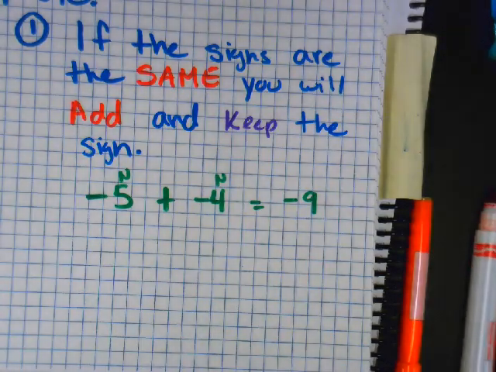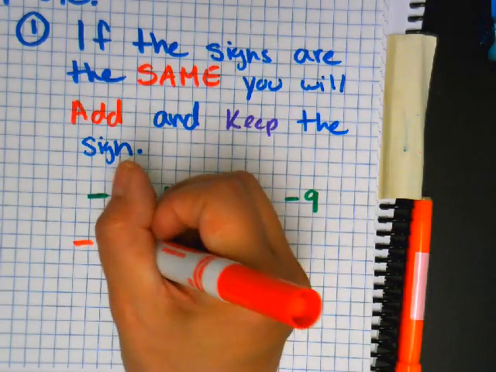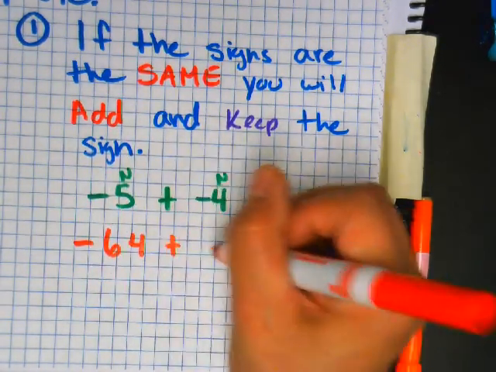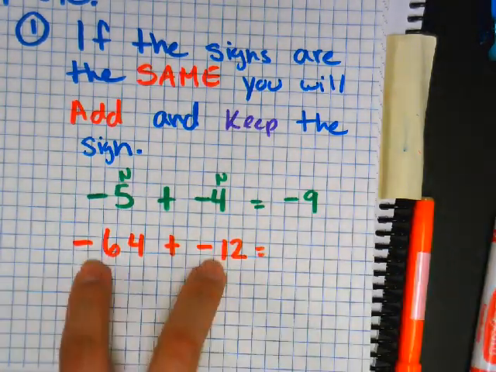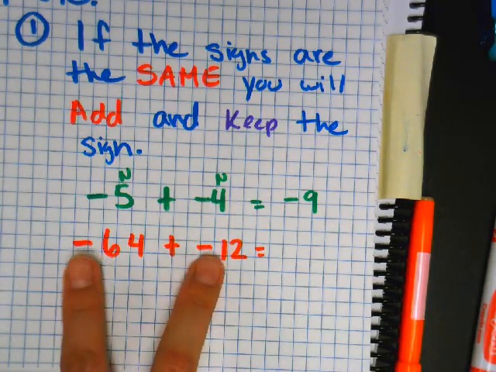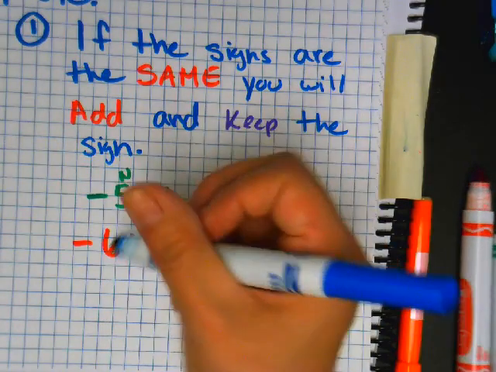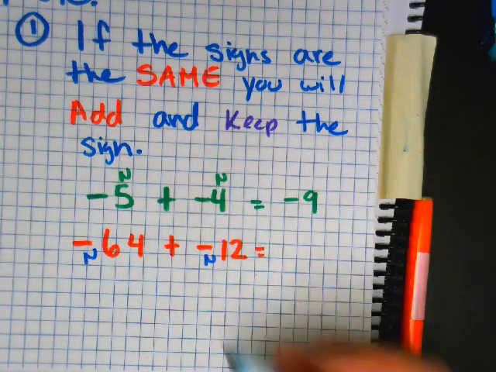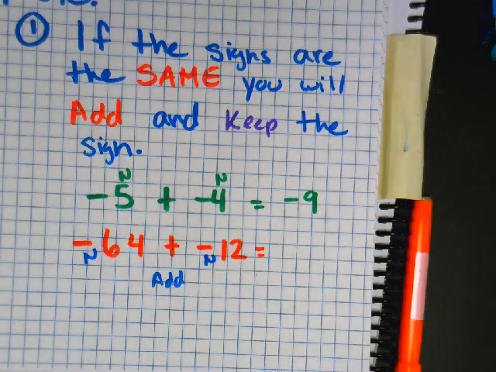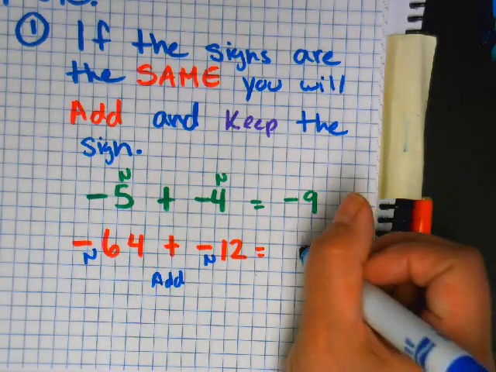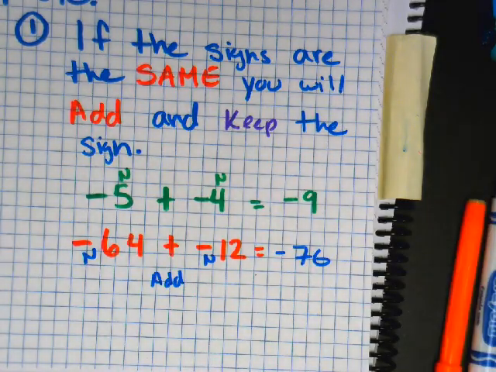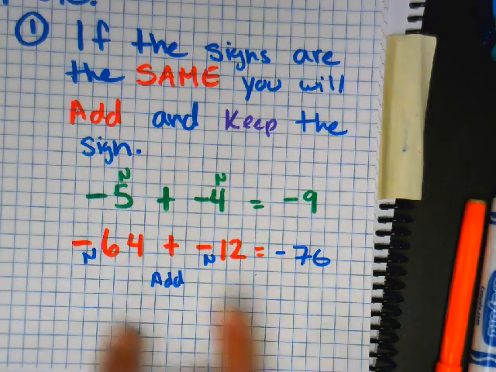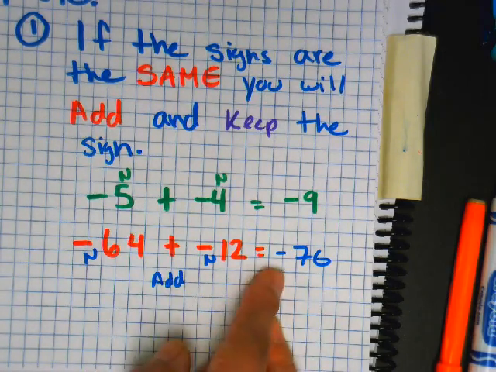What if I have negative 64 plus negative 12? Are they both negatives? Yes. So this is a negative number, this is also a negative number, you're going to add. So what's 64 plus 12? 76. And they're both negative, so we're going to keep it a negative. This is for addition. Changes for other operations. But for addition, if they're the same, negative, negative, you're going to add, and you're going to keep the sign.